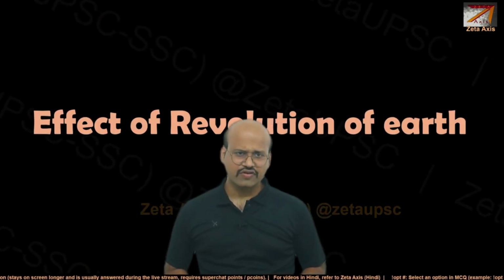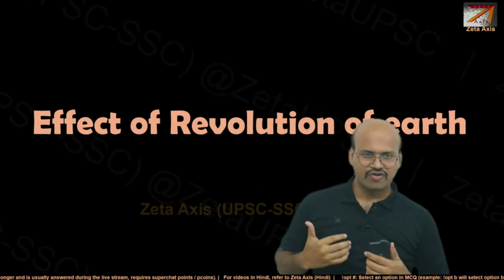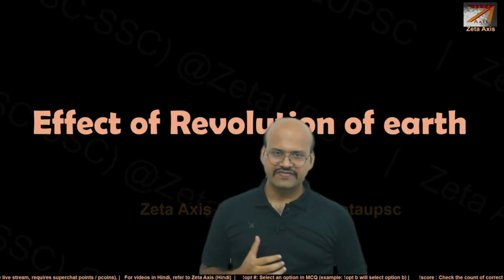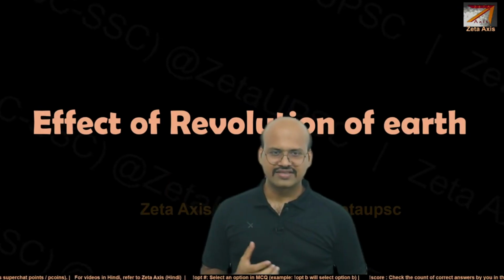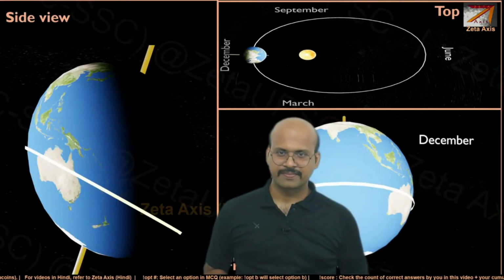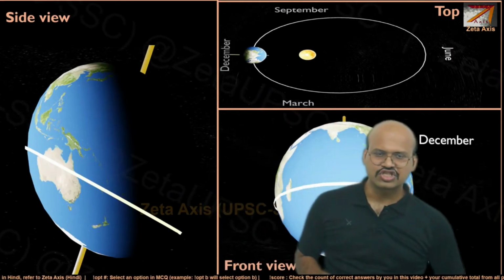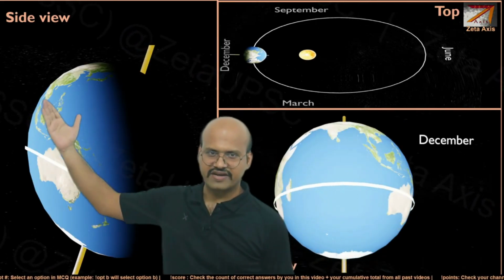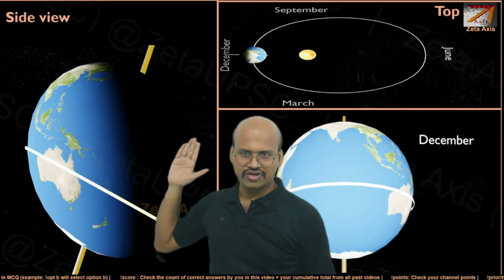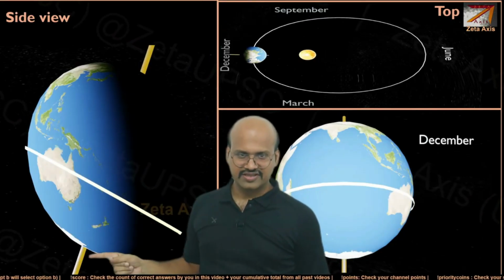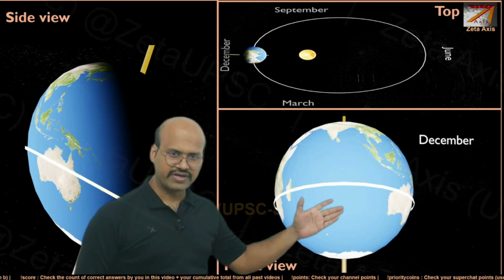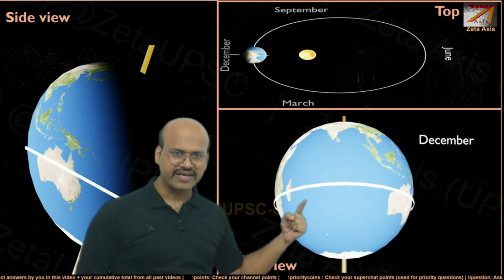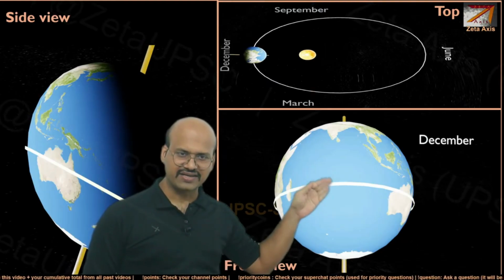Now, let's see the effect of revolution of Earth. Our Earth revolves around the sun, due to which we have certain specific characteristics, and let's see those characteristics. So here is our Earth, which is rotating around the sun, and we have divided it into 3 views. The first is the side view. This is, we are viewing it from the side. This is our north pole, this is our south pole. This is the front view, that is, we are seeing from the sun side. And this line indicates the region of the Earth which is directly under the sun.